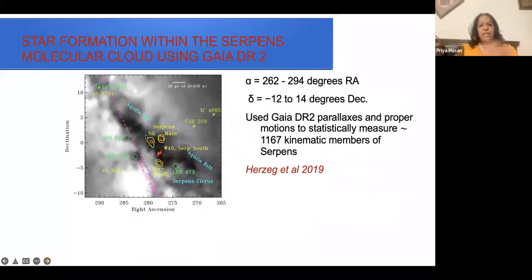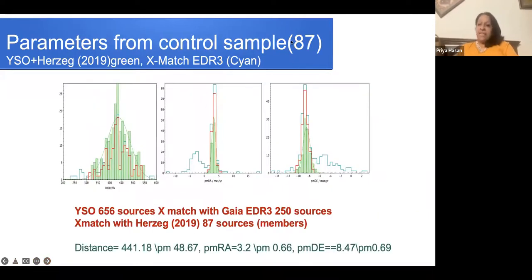Now, this is just to give you an idea of the area. This is a larger area of the Serpens cloud. We are basically talking about the Serpens main area. This is the rest of the area, and it has been well studied by Herczeg et al. They found a total of 167 kinematic members in this whole region, and a much smaller amount in the region we are talking about. They have about 87 stars in the region we are talking about.